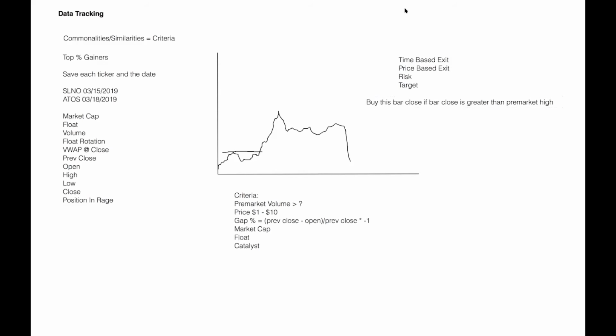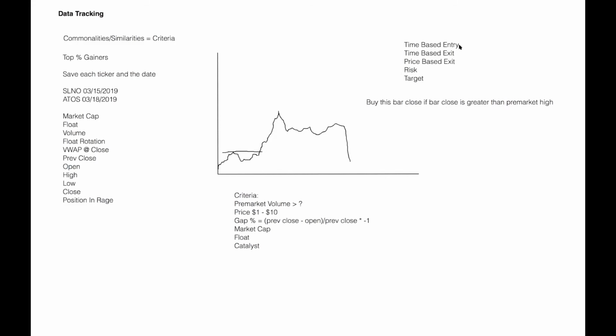One more thing I want to add up here is time-based entry. And the reason why I want to add a time-based entry is this little phrasing right here, okay?